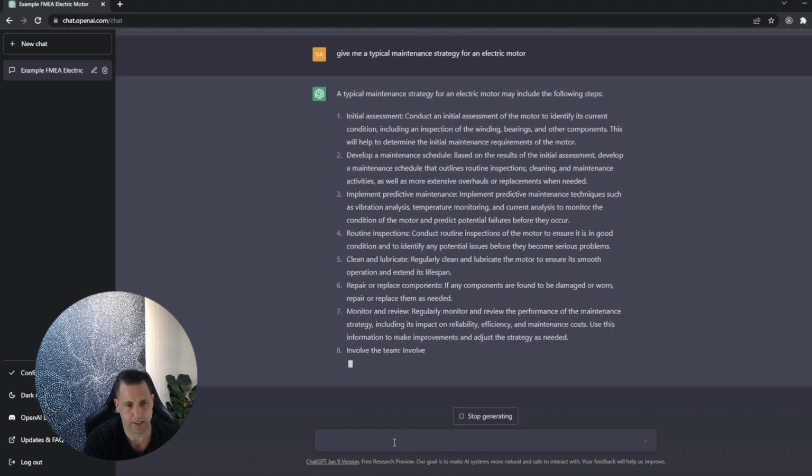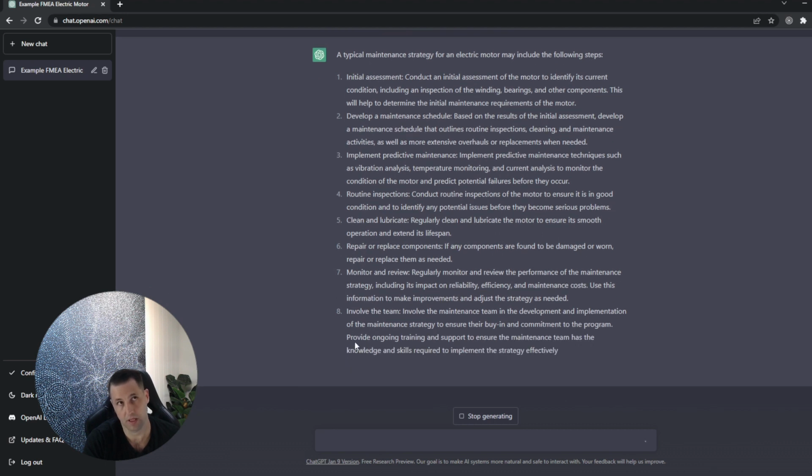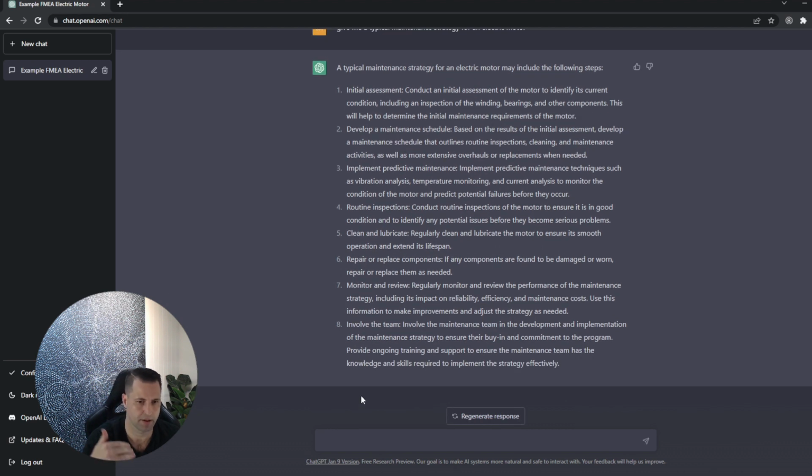But for a strategy, I really want to know how often I should be doing them and how that links to my objectives. Let's see if it can give us some frequencies. So how often should these checks be done?